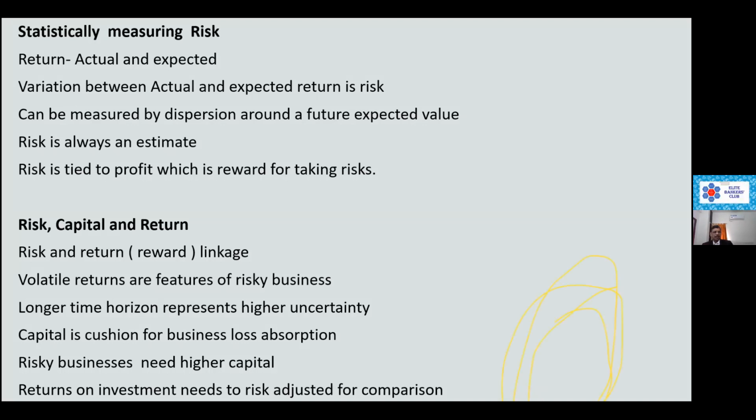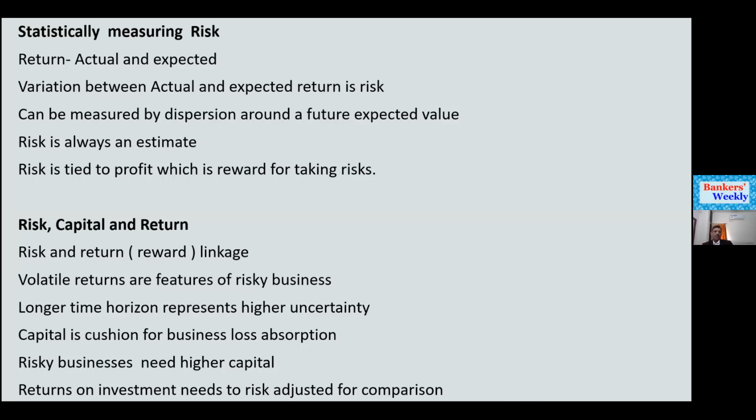If the time horizon during which we are estimating the risk is longer, the uncertainty will be higher. So the risk will be higher. So a longer time horizon represents higher uncertainty and a higher riskiness in the business.